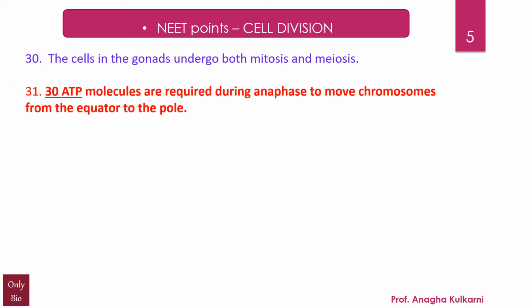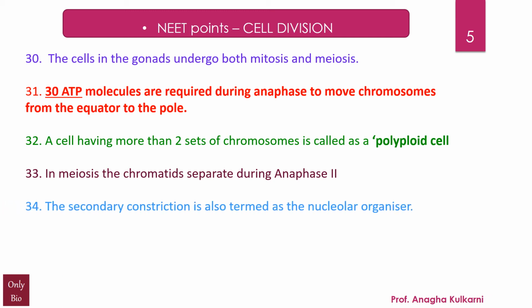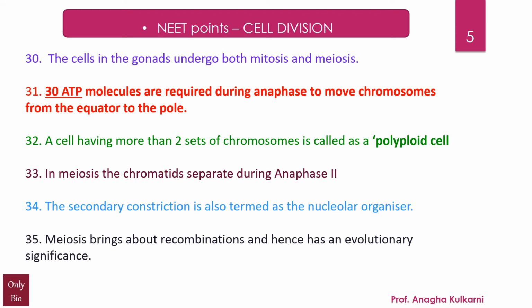Next, 30 ATP molecules are required during anaphase to move the chromosomes from the equator to the pole. Next, a cell having more than two sets of chromosomes is called a polyploid cell. Next, in meiosis, the chromatids separate during anaphase 2. Next, the secondary constriction that is seen on the chromosome is also termed the nucleolar organizer. Next, meiosis brings about recombinations and hence has an evolutionary significance.